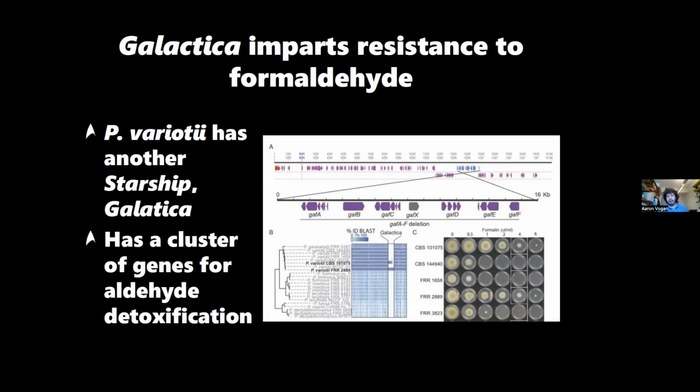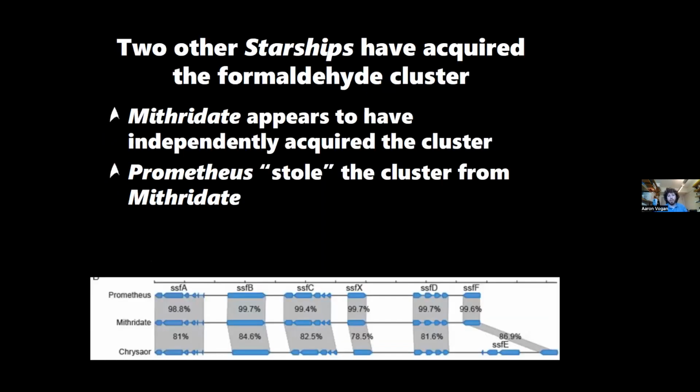And already we saw that Galactica had some signatures of horizontal gene transfer, but when we specifically chased down this gene cluster, the story got even more interesting because we found it in two completely different starships, totally unrelated to Galactica, one that we named Mithridate and one that we named Prometheus. You can align these genes in the cluster. It looks like Mithridate probably independently acquired the cluster at a different evolutionary point in time. This should say Galactica. But we have some good evidence that Prometheus actually stole the cluster from Mithridate, and I can talk about that later if people are interested in how we know the direction.